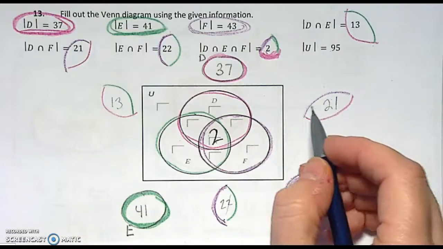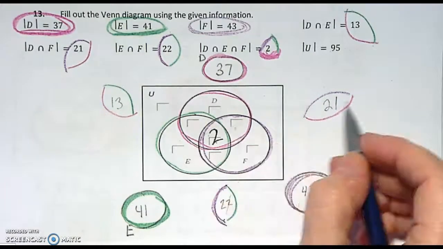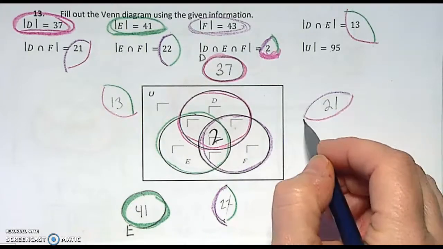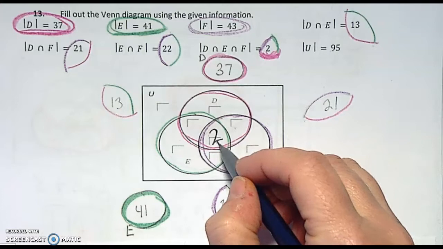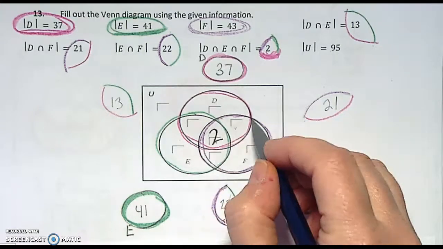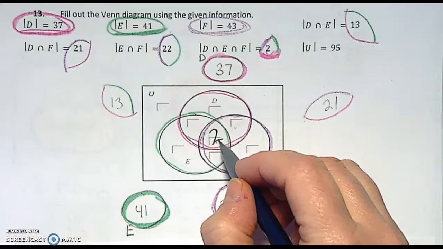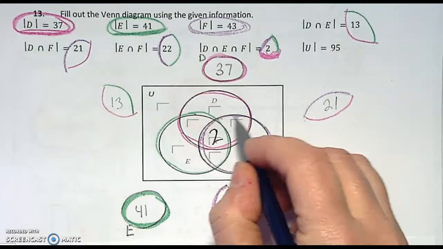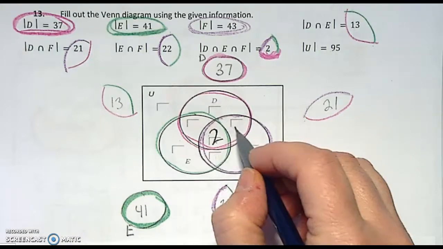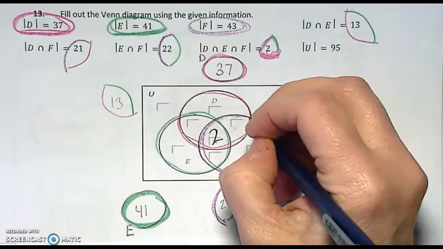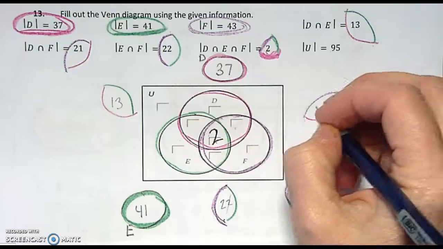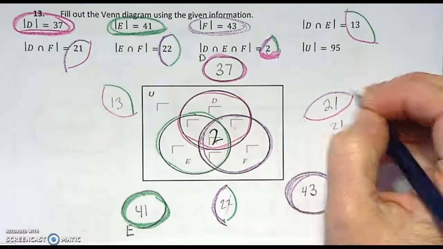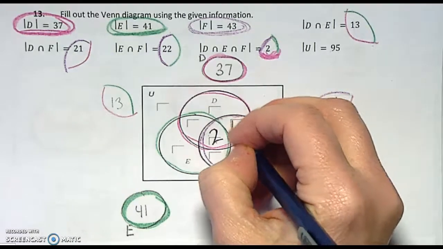So to look at what this number is, there's 21 in the intersection of D and F. But 2 is in the total intersection. So if there's 21 in this area and 2 of them are here, then there's got to be 19 here. So to get this number right here, we're going to do 21 minus 2 to get the 19 that's going to go right here.